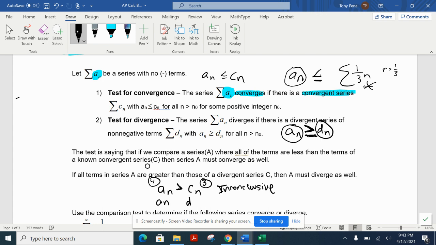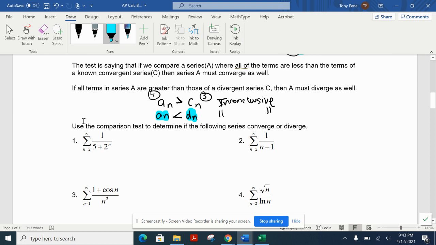Same if I take my series and compare it to a divergent series, and we end up being less than a divergent series, this would also be inconclusive, because it could just mean that, yeah, this goes to infinity, but this could just as easily go to infinity, just a little bit slower than the other one. All those terms might be a little bit smaller, but they could both still be diverging. So the relationship we're always looking for is that our series is less than or equal to a convergent series, or our series is greater than or equal to a divergent series.